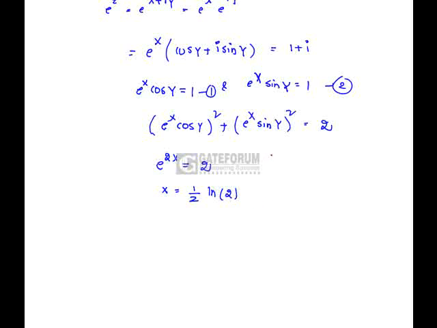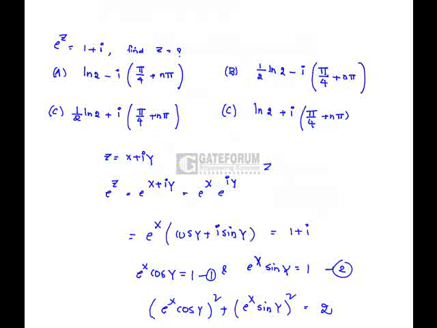Similarly, we can solve for y, that is tan y equals 1. So y is nothing but pi by 4 plus n pi. Hence z is nothing but x plus iy, that is 1 by 2 natural logarithm of 2 plus i (pi by 4 plus n pi). Hence option C is correct.